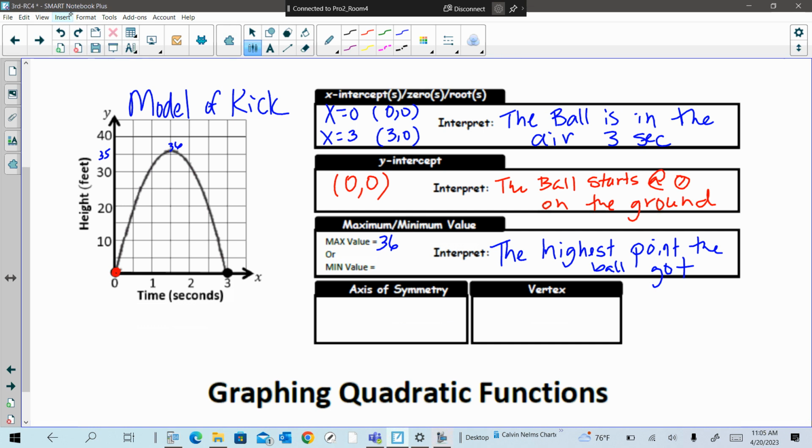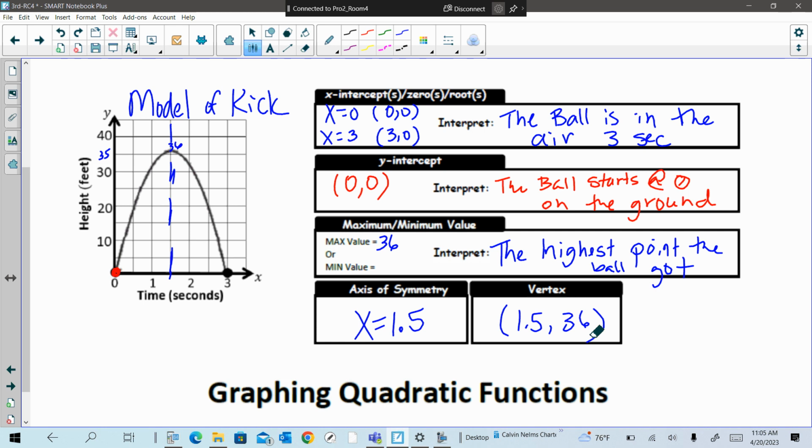Very good. So we can physically draw that. Y'all saw that it's in between 1 and 2. So our axis of symmetry is x equals 1.5. So where is the vertex? Think about it. Yep, 1.5 comma 36.